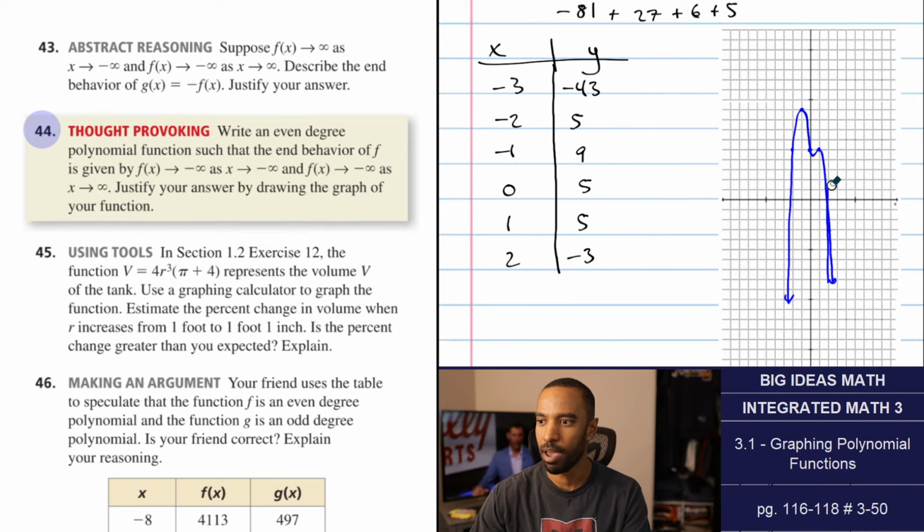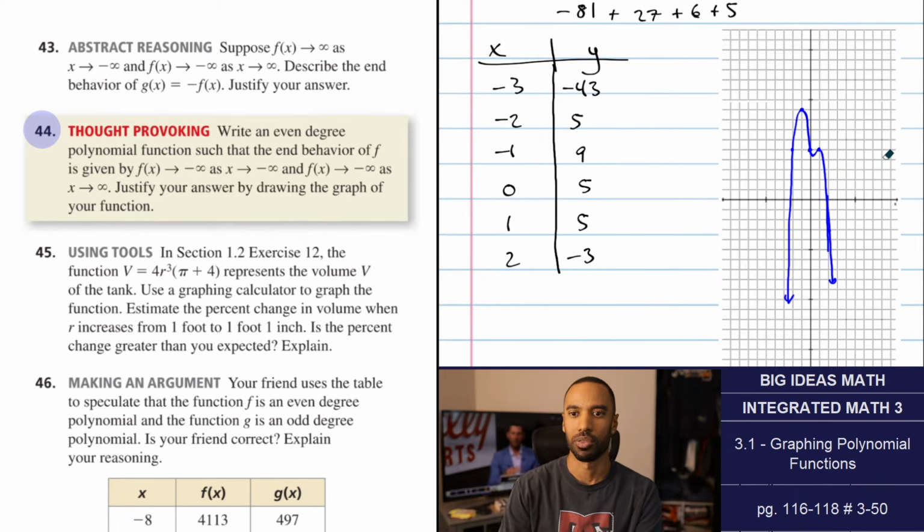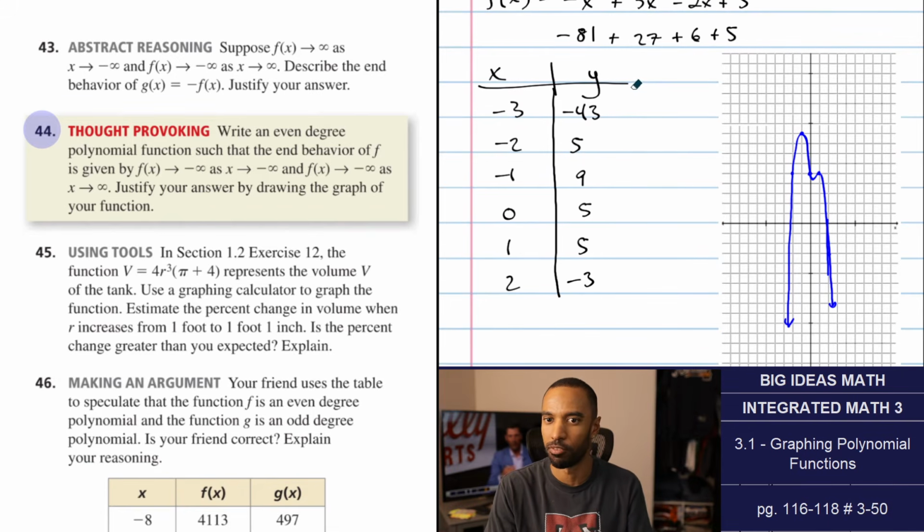Or, it might flatten out a little bit, but it's not a true flattening out. So probably something like that. So there's the end behavior of that one, number 44. It was an open-ended question.